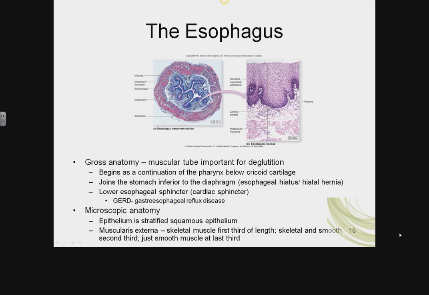Now let's talk about the histology, or microscopic anatomy. The mucosa is different from that of the abdominal GI, like I mentioned in the previous two slides. It's stratified squamous epithelium, and this is better suited to withstand the abrasions of the bolus that you just ate and swallowed as it moves through the esophagus. And because the esophagus does not absorb any nutrients, this thicker protective epithelium is warranted.